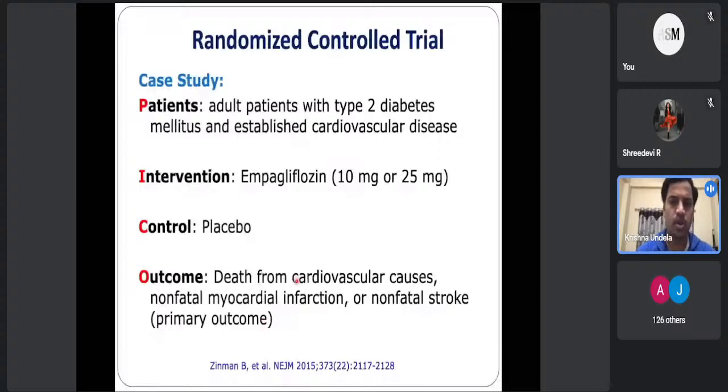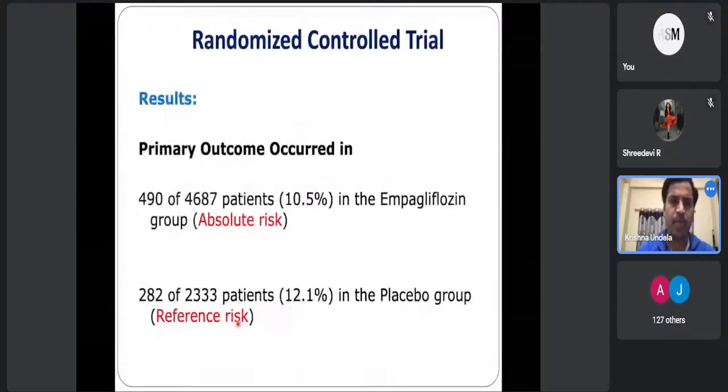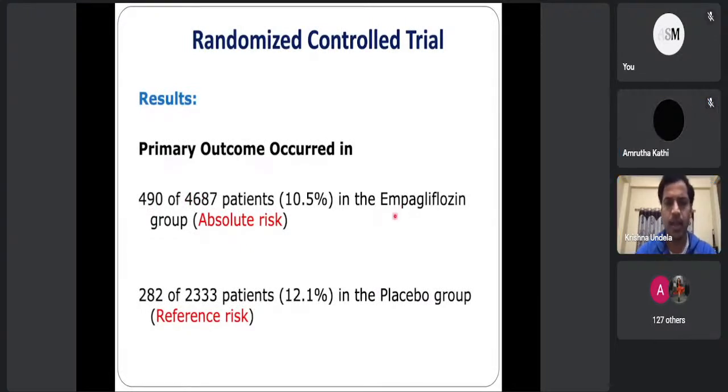The person need not get all three outcomes. If the person gets any one of these outcomes, we can say the person got the primary outcome. These are the results we have. The primary outcome occurred in 490 patients out of 4,687 patients in the intervention group. If you calculate the percentage, it is 10.5 percent.